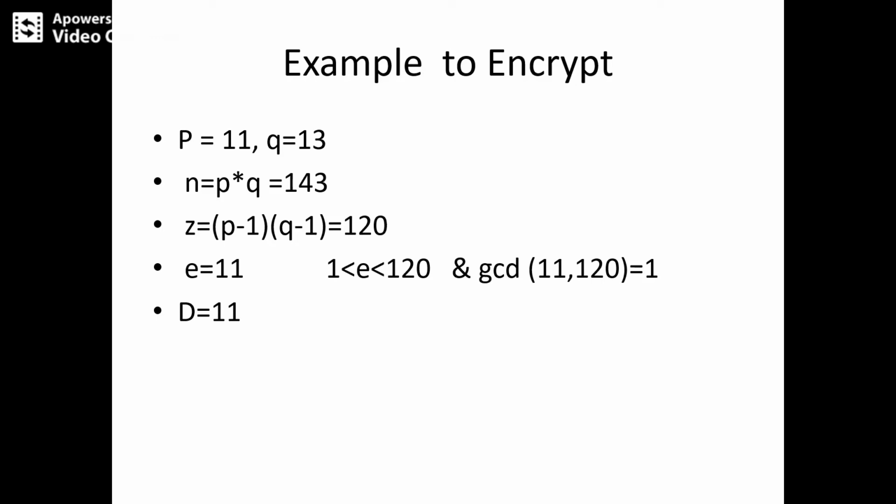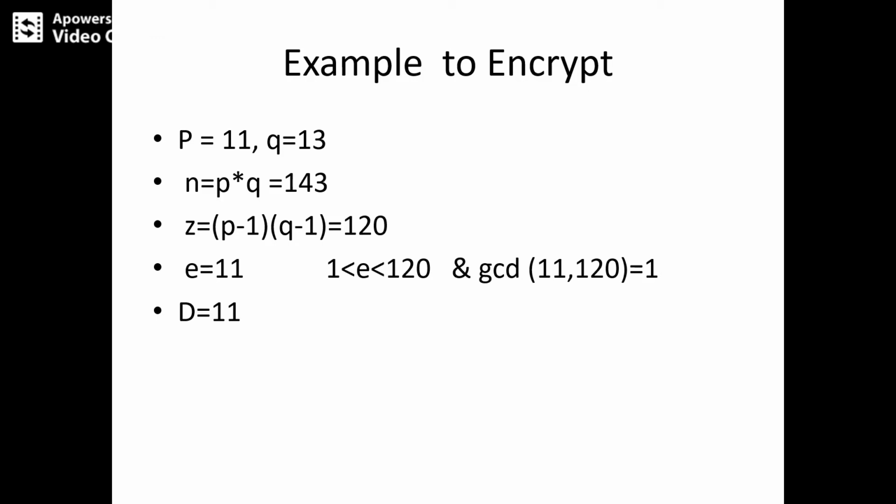So n is equal to P into Q. So here P is 11 and Q is 13, so 13 into 11, that is 143. So the product of the two prime numbers is 143. So n is 143. So next we need to find out the Z value.